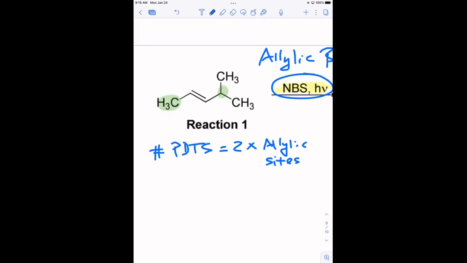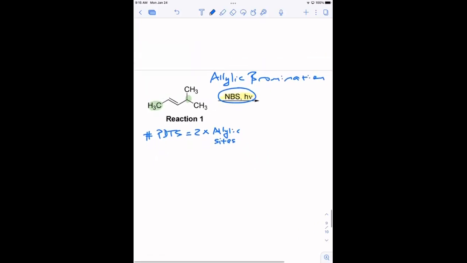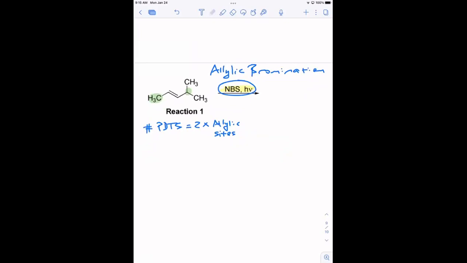All right, so let's go through the initiation part. We know what that's going to look like. That's just going to be NBS homolytically cleaving to give you a bromine radical. We don't really care about this step. But when you shine UV light on it, that's what happens.